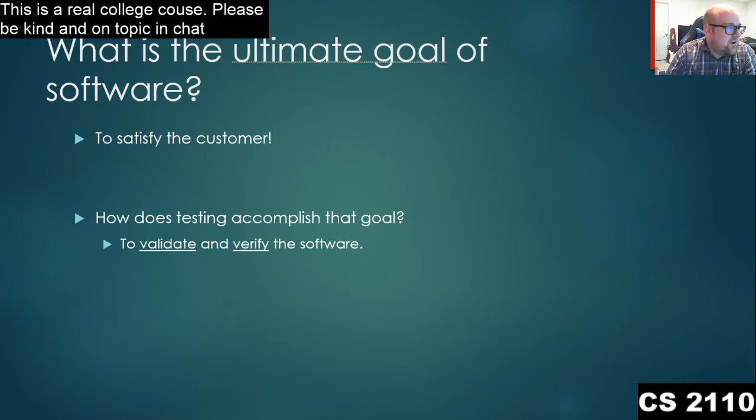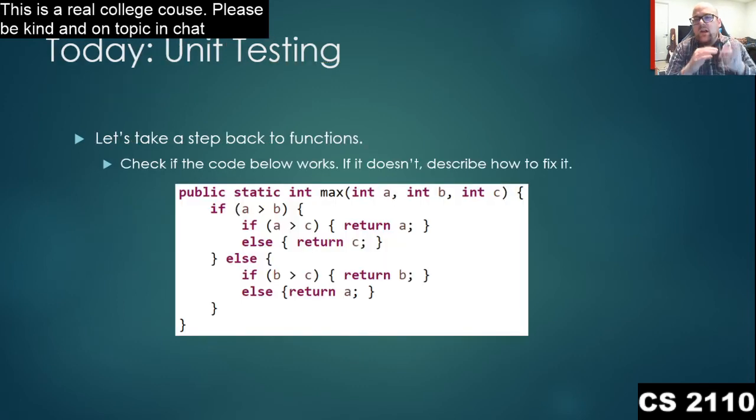What is the ultimate goal of software? To satisfy the customer. How do we make sure it's accomplished? With different types of testing. But now, starting today and into tomorrow, we are going to talk about unit testing. I want you to look at this function and tell me whether or not it works. It takes in 3 numbers and returns the max. When you are confident with your answer, yes it works or no it doesn't, type it in chat. Does this function work?